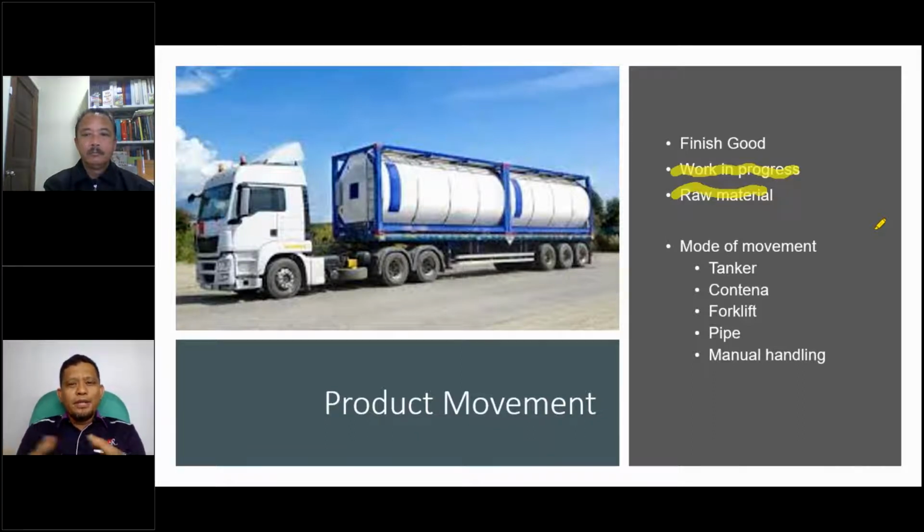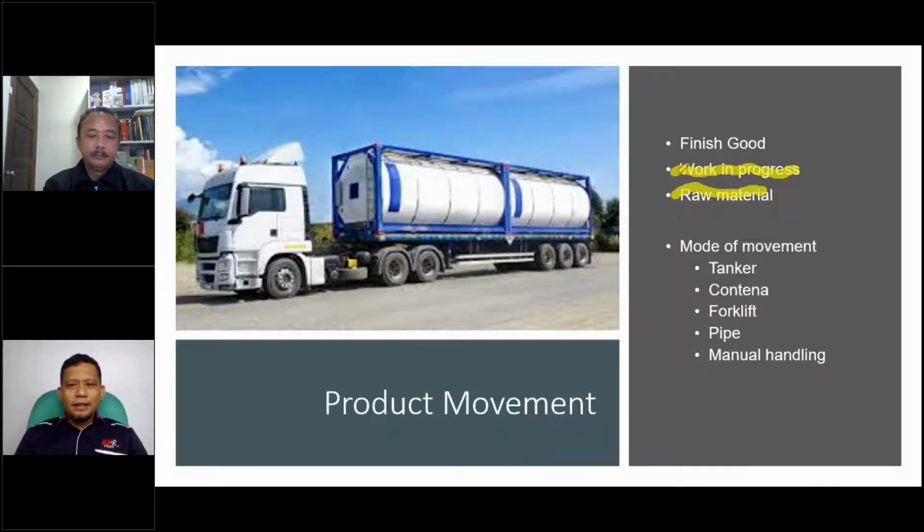After it is complete, normally when we have the big reactors, this product we call the base product. This base product maybe goes to blending, for example, to have some coloration, to put some additive. That is the work in progress movement that is commonly found in the chemical plant.